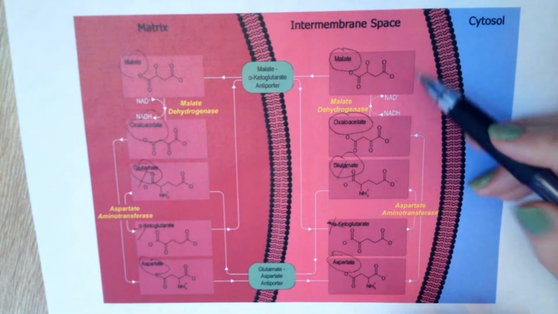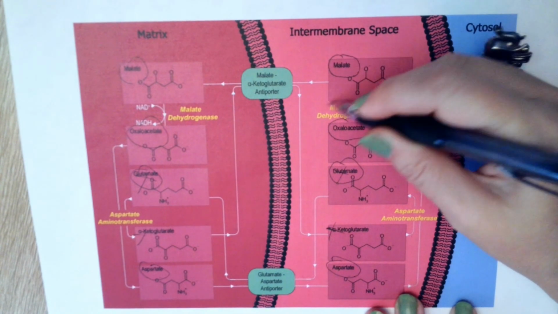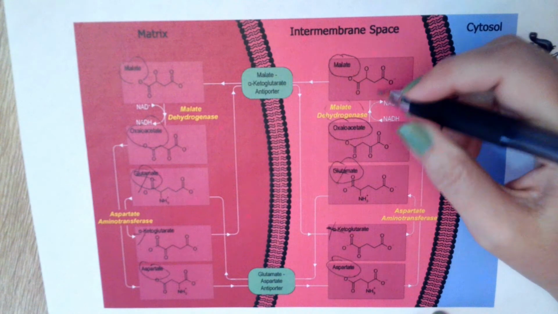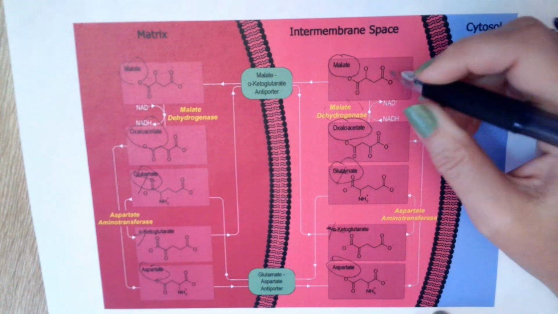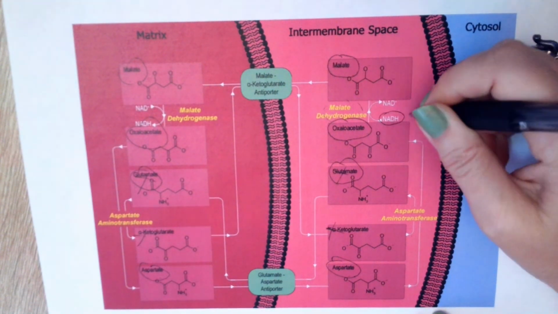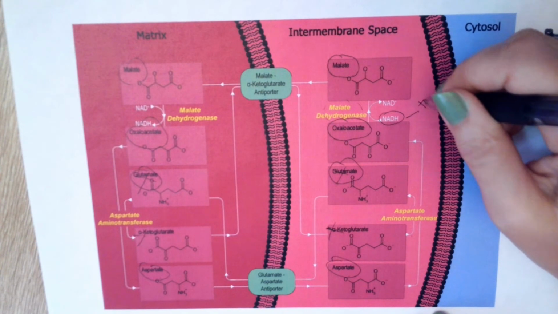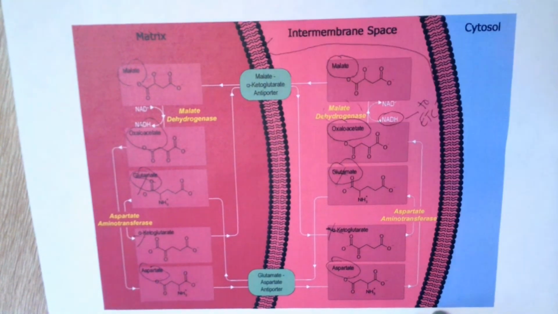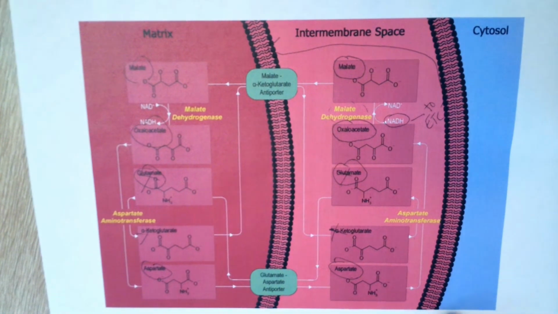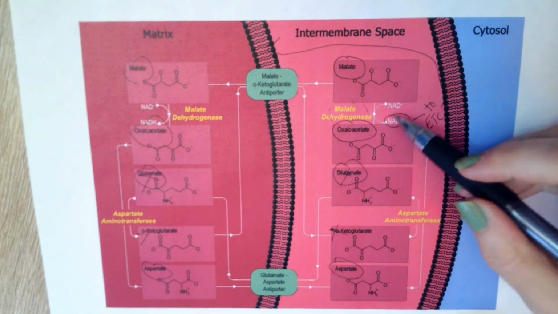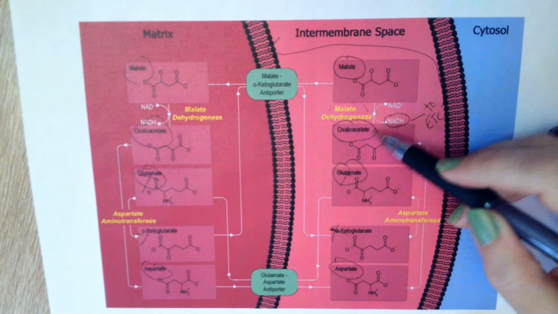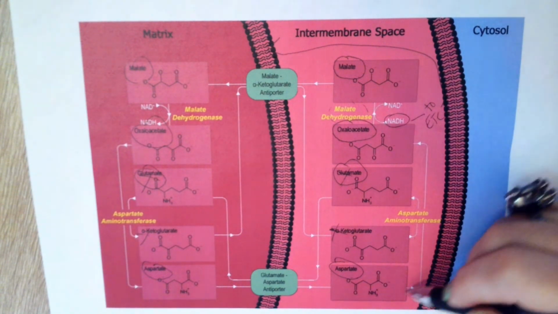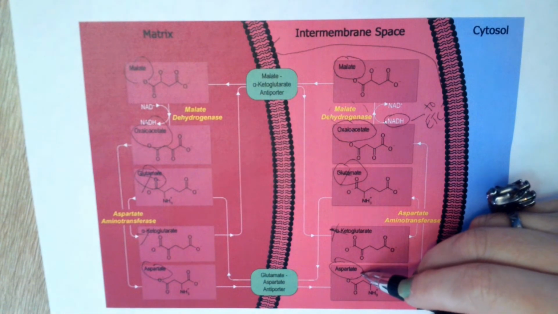Okay, so here malate dehydrogenase, taking a hydrogen away from the malate, adding it to NAD+, and forming NADH that can go to the electron transport chain, which is in the inner mitochondrial membrane. In the process, we form oxaloacetate. The oxaloacetate, if you followed along, is going to turn into aspartate.